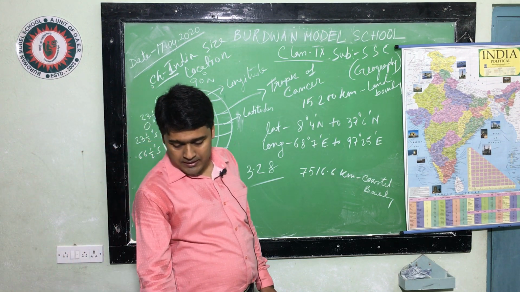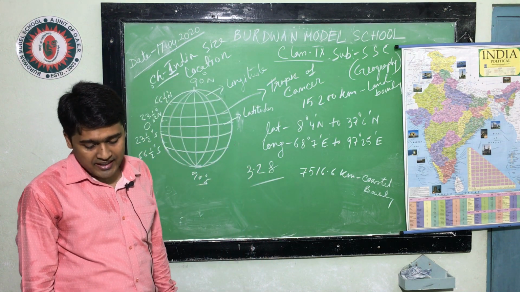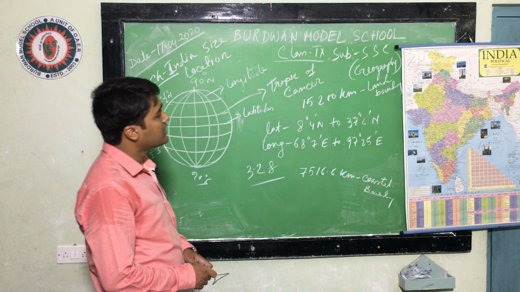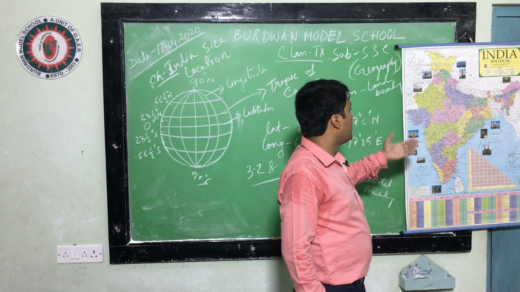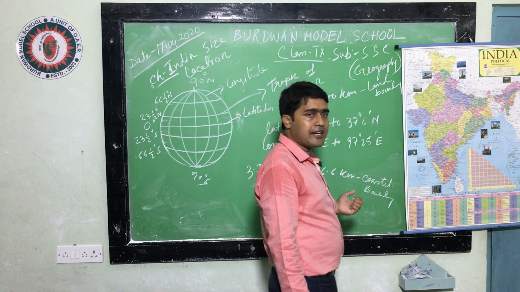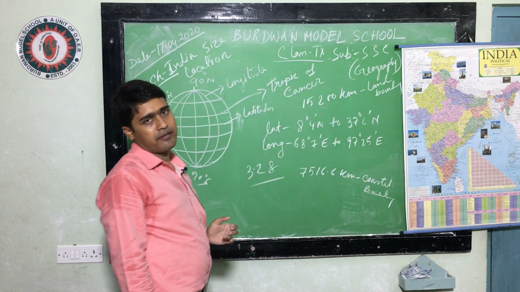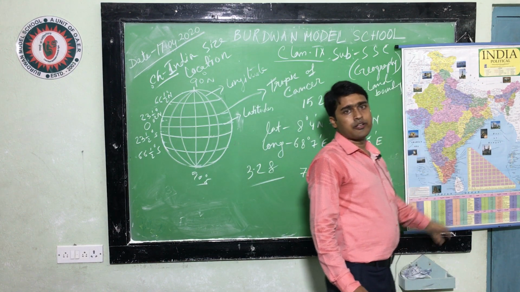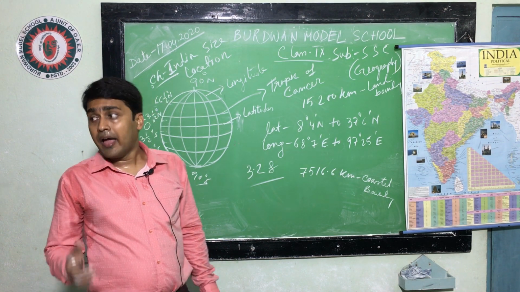Now we will discuss a question also in your book: why has 82 degree 30 minute east been selected as the standard meridian of India? I have told that this 82 degree 30 minute east is the middle longitude of our country. If we followed the local time of different states, it would create some problems. That's why we consider the one meridian situated in the middle part of the country, in Uttar Pradesh near Mirzapur. This 82 degree 30 minute east longitude passes through there, and it is considered the local time of India.